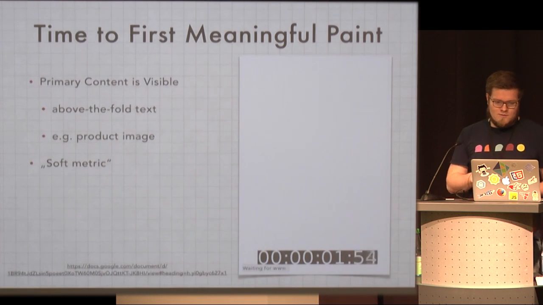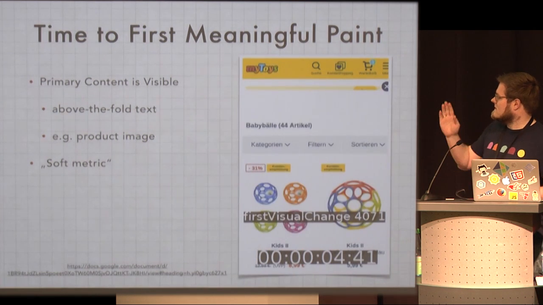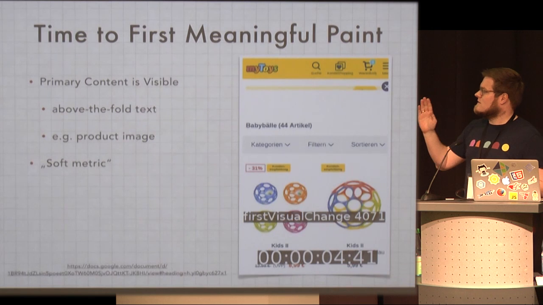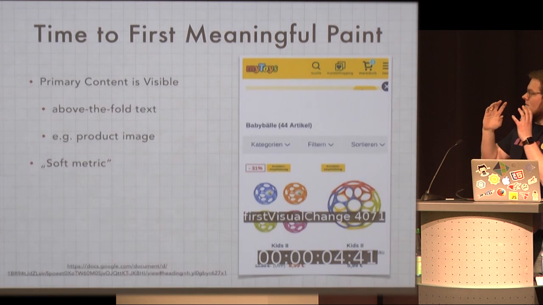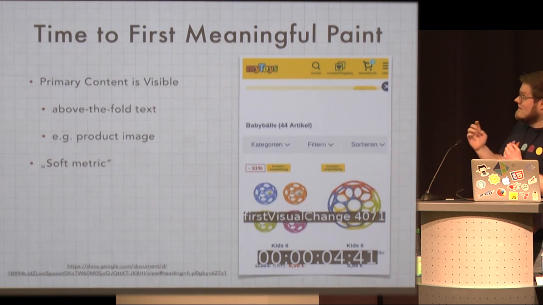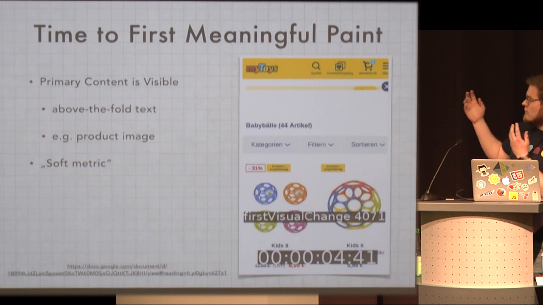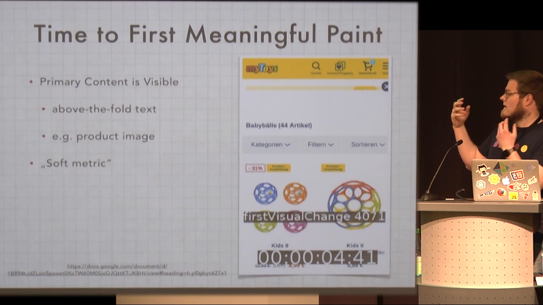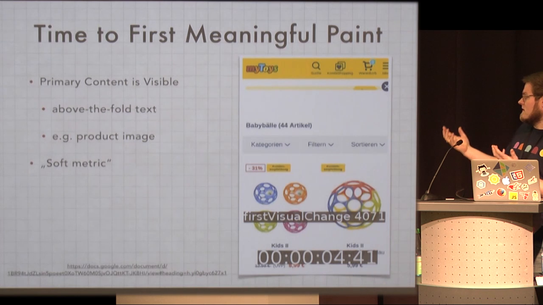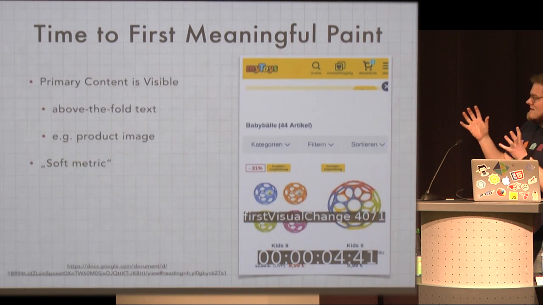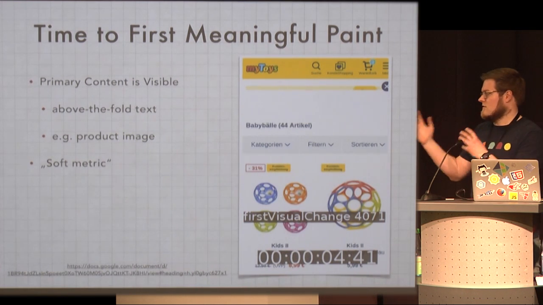But a more useful metric is the time to first meaningful paint. This is the time it takes to display the primary content of the page. So for a product list page, for example, it would be the first images and the product text, I would say. But it is kind of a soft metric because it depends on your use case.